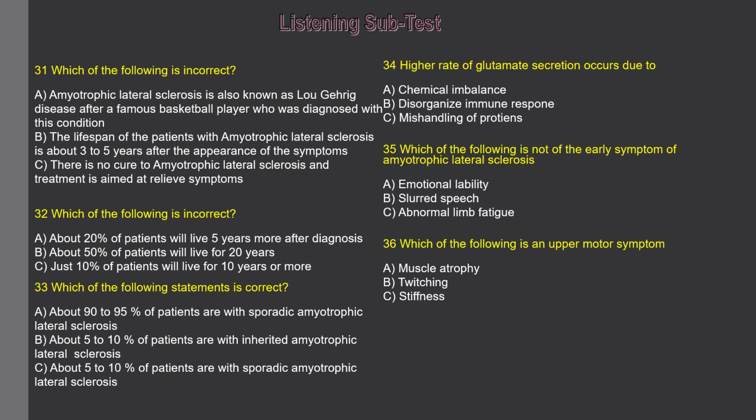Upper motor neuron symptoms include resistance to movement in the muscles, brisk reflexes, and stiffness. Lower motor neuron symptoms include muscle atrophy, weakness, and twitching. The lifespan of the patients with amyotrophic lateral sclerosis is about 3 to 5 years after the appearance of the symptoms. Presently, there is no cure for amyotrophic lateral sclerosis, and treatment is aimed to relieve symptoms, to provide emotional and social support, and to slow down the progression of the disease.